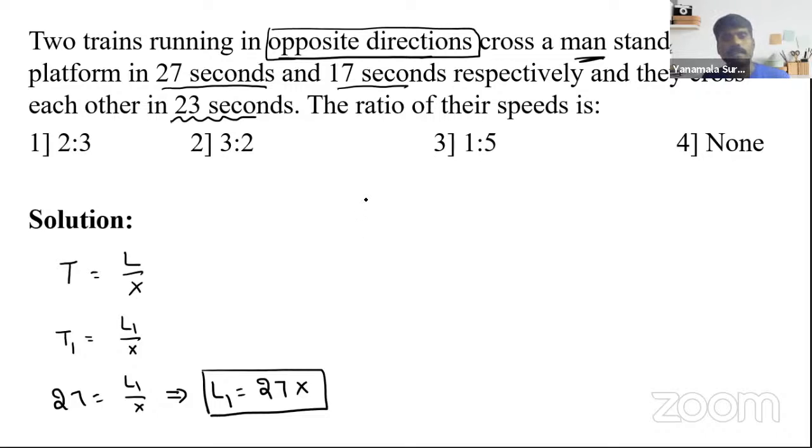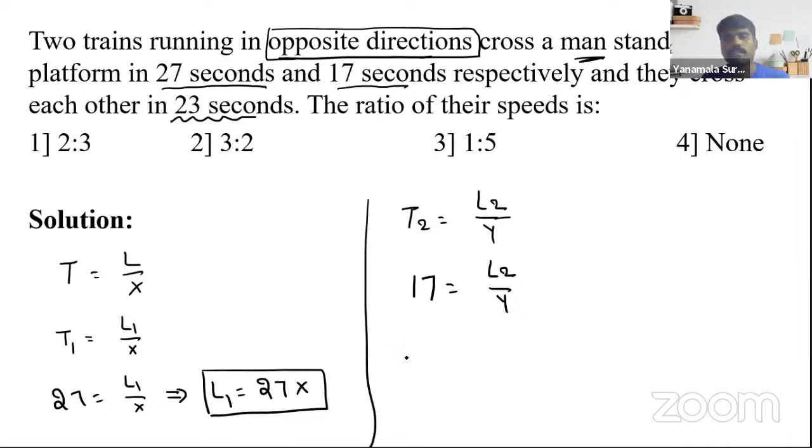Now let me write the second equation. T2 equals L2 divided by y. I mean to say that the second train is crossing. I assume that the second train speed is y kilometers per hour or y meters per second. L2 is the length of the second train, and T2 they had given as 17 seconds. 17 equals L2 divided by y. That implies L2 equals 17y.